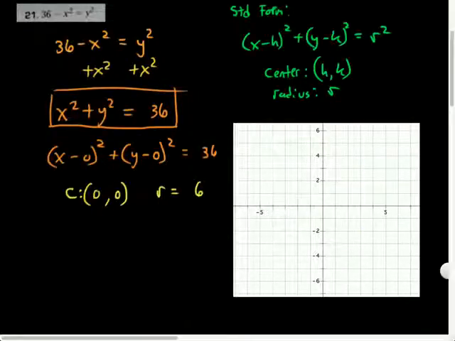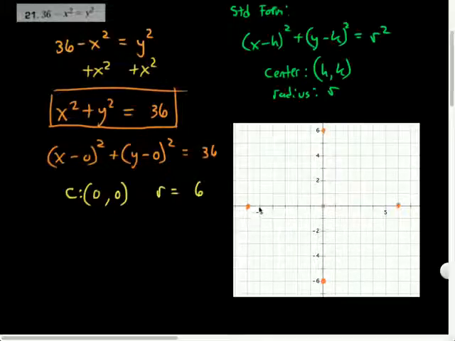So, in order to graph this, what I would do is first plot the center. So (0, 0), right at the origin. Then I would plot 4 points using the radius as my distance. Maybe north, south, east, west, up, down, left, right is a pretty good place to start. So I'll go up 6 units from the center, right 6 units, down 6 units and left 6 units.